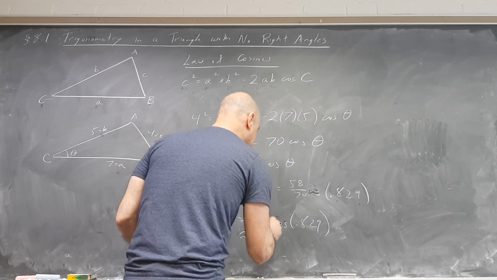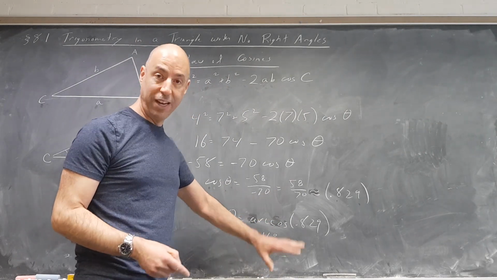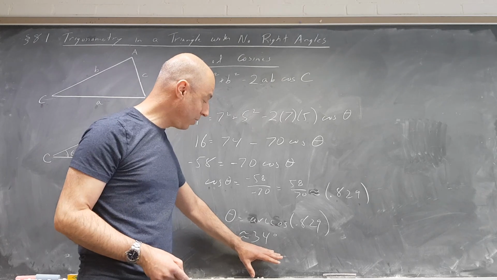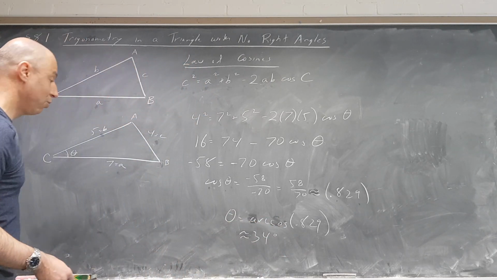34 degrees. And again, when you take arc cos with your calculator, if you want your answer in degrees, make sure that your calculator is set in degrees. If you want your answer in radians, make sure that your calculator is set in radians.